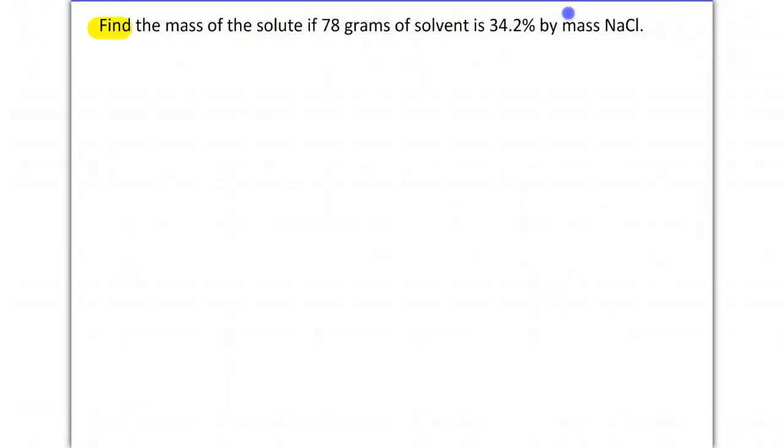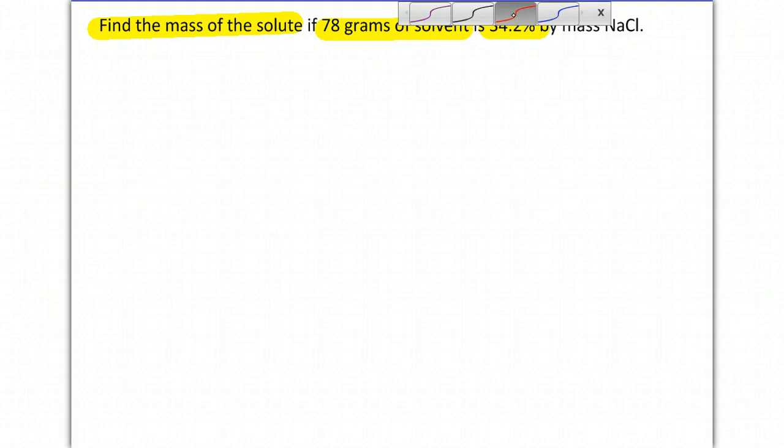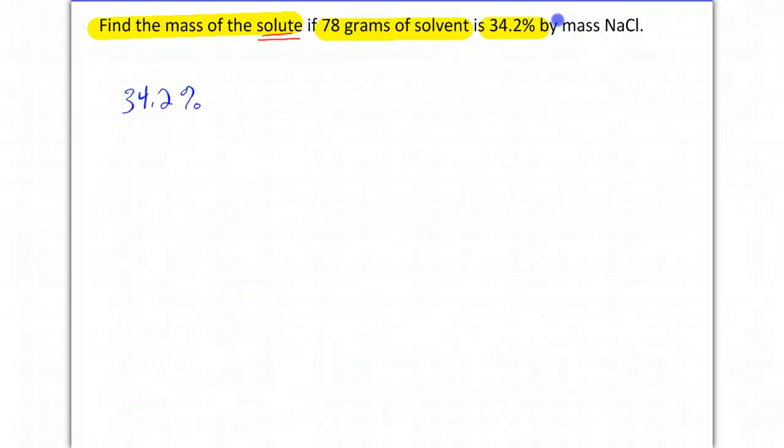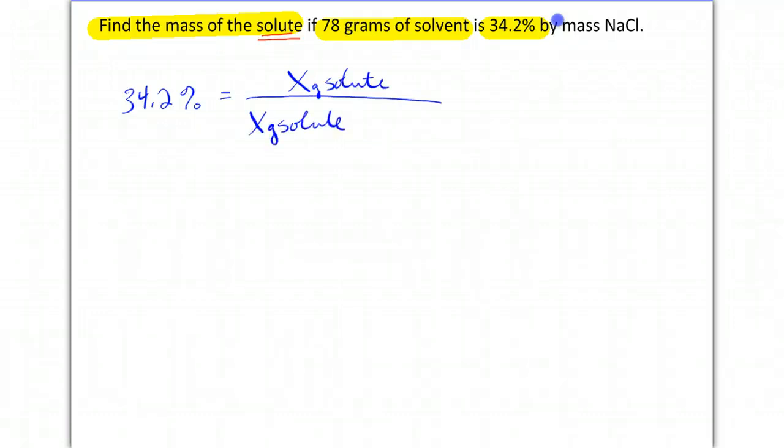In this scenario, we're going to find the mass of the solute given 78 grams of the solvent and given the percentage. So here, since we're looking for the solute, this is going to be a bit more complex. The initial equation would look like this. 34.2% is equal to, I don't know how much solute there is, so X grams of solute, divided by, in the denominator, solute plus the solvent, and all times 100 to make it into a percentage.